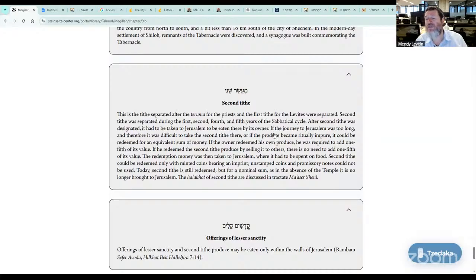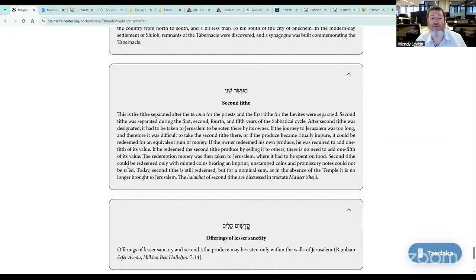It was for you, but you had to take it to Jerusalem, or its value to Jerusalem. And where could you eat it? Only within the walls. If you went to Shiloh in the times of the Mishkan, you could eat it at any place from which you could see the tabernacle. If the journey to Jerusalem was too long and it was difficult to take the second tithing there, or if the produce became ritually impure, it could be redeemed for an equivalent sum of money. If the owner redeemed his own produce, he was required to add 1/5 of its value. If he redeemed the second tithing produce by selling it to others, there's no need to add the 1/5 to the value. The redemption money was taken to Jerusalem, where it was spent on food only.